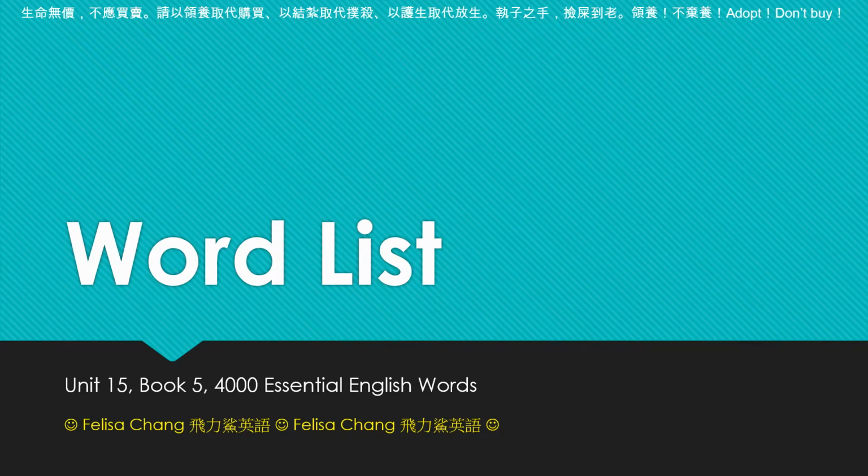Unit 15. Word list. Accessory. An accessory is a thing that is added to another thing to make it look better. The store sold colorful accessories like bags, sunglasses, and makeup.